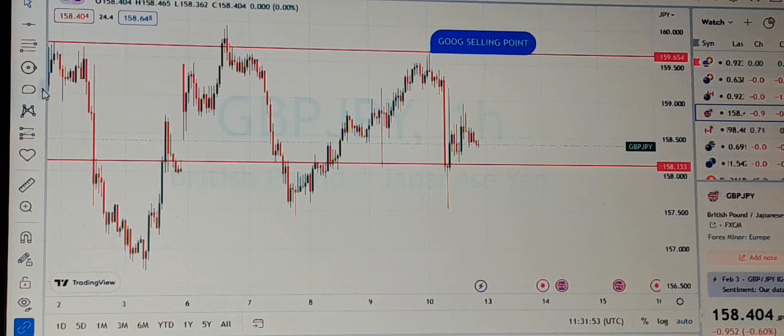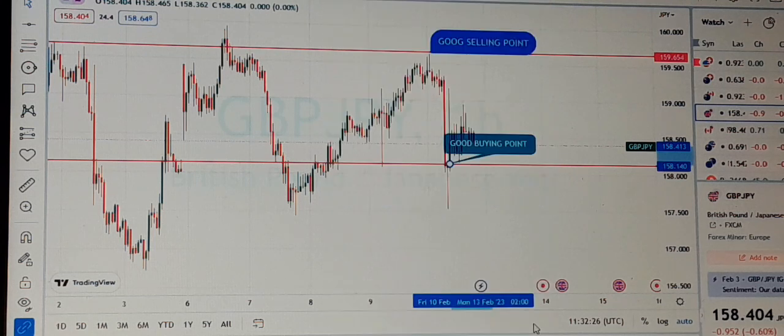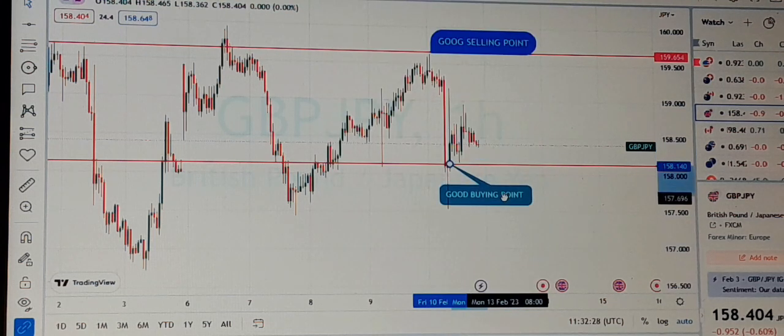Today I'm just going to use the simplest way to get ourselves in here. This is a good buying point. Good buying point. Good buying point. Good buying point. Press OK and just put that one down.